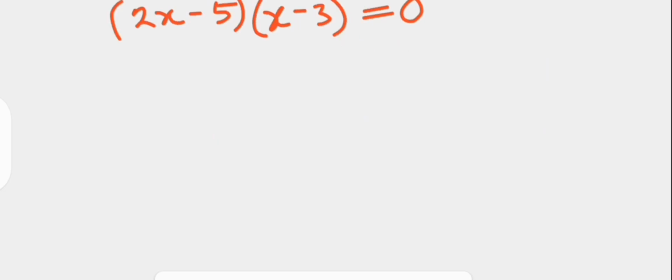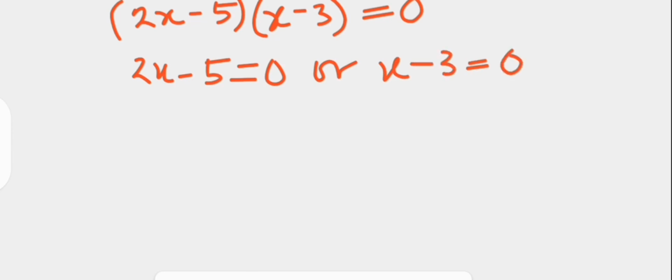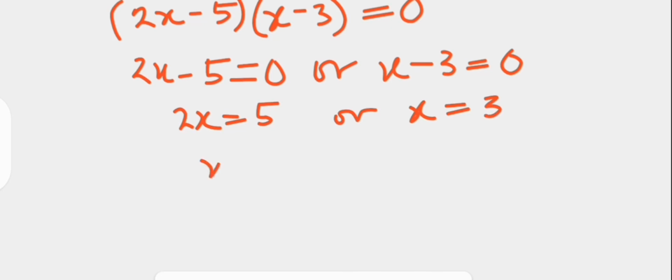Now when a product like this is 0, it could mean that either one of them is 0 or both are zeros. So 2x minus 5 could be 0, or x minus 3 could be 0. When 2x minus 5 is 0, it means that 2x is 5, so x is 5 over 2 when we divide both sides by 2, or x is 3. So we already have two values for x.